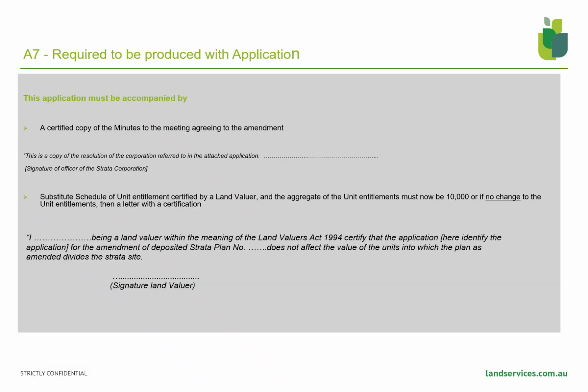We will first go through what is required to be produced with an A7 application. We would expect to see a copy of the minutes to the meeting and also a new unit entitlement sheet if the unit entitlements have changed. If they have not changed, then a letter from the valuer is required.